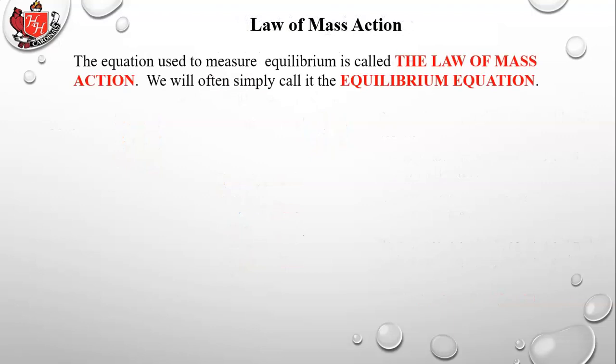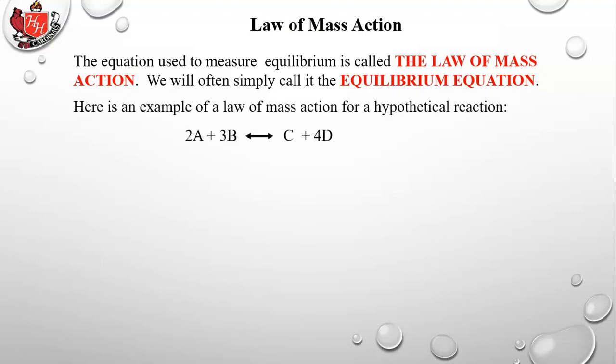The equation used to measure equilibrium is called the law of mass action. We often just simply call it the equilibrium equation, but the formal name is law of mass action. So here's an example of a law of mass action for a hypothetical reaction. 2A plus B produces C plus 4D, and that's a reversible reaction. It can go in both directions.